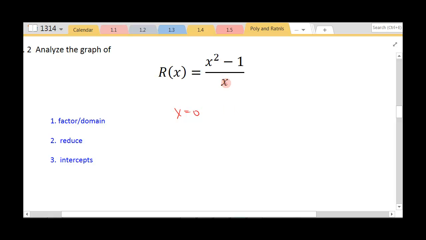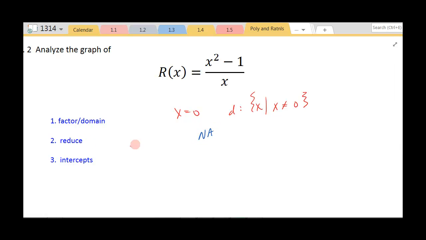Well, it's equal to 0 at 0. So the domain of this function says that I can have all real values except 0. So the domain is x such that x cannot be equal to 0. That's the one number I would have to throw out. Since we can't reduce, that is not applicable in this particular example, but we're going to move on and talk about the intercepts.